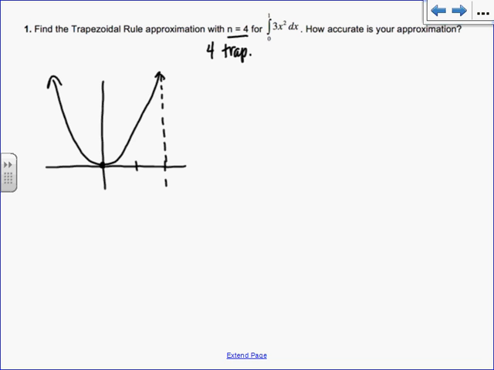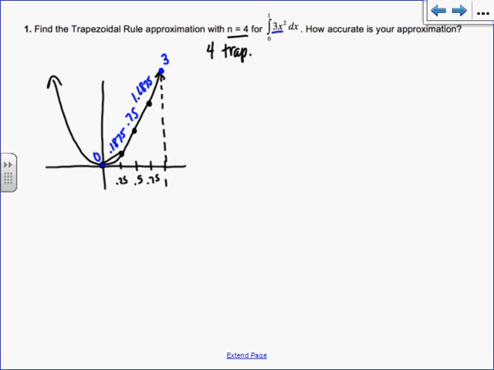So I'm going to have 1/2, and then here and here. And I'm going to go ahead and find the heights at each of those numbers. You could use a table and very quickly find the heights. If you did a little t-table, you would get that the height at 0.25 is 0.1875. That's just plugging into the function 3x squared. The height at 0.5 is 0.75. The height at 0.75 is 1.6875, and the height at 1 is 3. And of course, the height at 0 is 0.